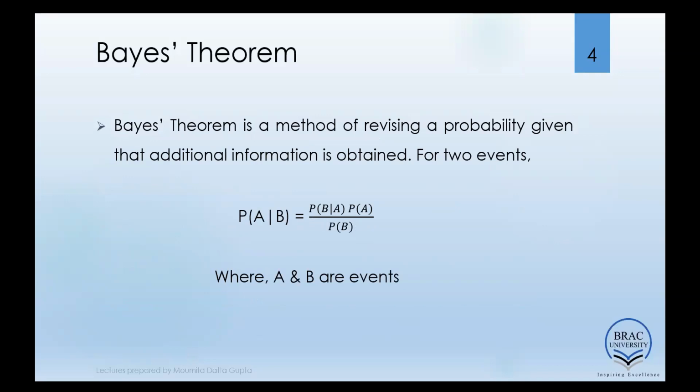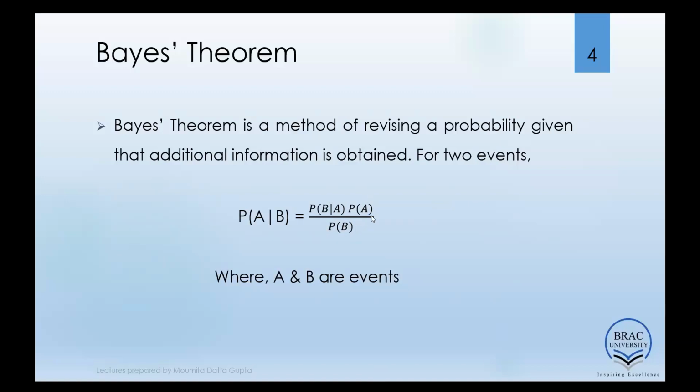Now let's look at Bayes theorem when we have two events. Bayes theorem is a method of revising a probability given that additional information is obtained. If we have two events A and B, then according to the Bayes theorem, probability of A given B is equal to probability of B given A times probability of A divided by probability of B.